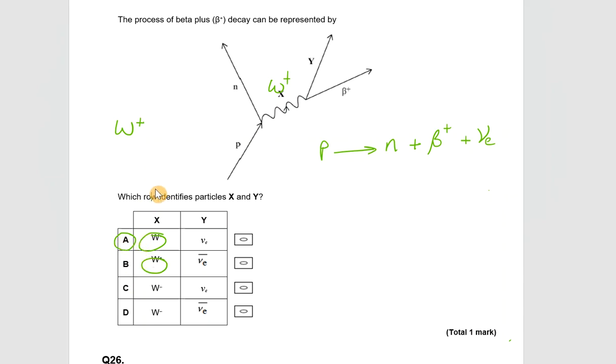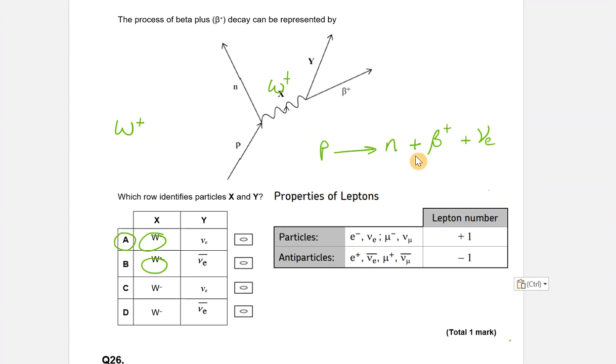Now I'm going to open up my datasheet and look at the appropriate page to help me explain why particle Y is an electron neutrino. So at the bottom of the second page you'll see this, which tells you properties of leptons, what the particles are and what their lepton number is. One of the properties that's always conserved in any reaction is lepton number. So the lepton number on the left of an equation must equal the total lepton number on the right of the equation. So protons aren't leptons, so lepton number 0.